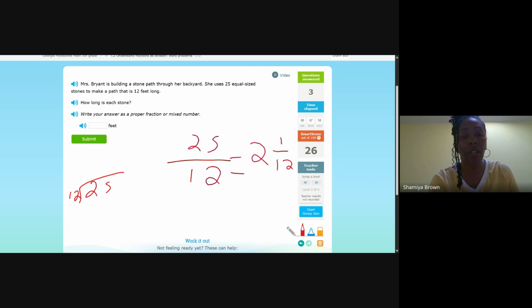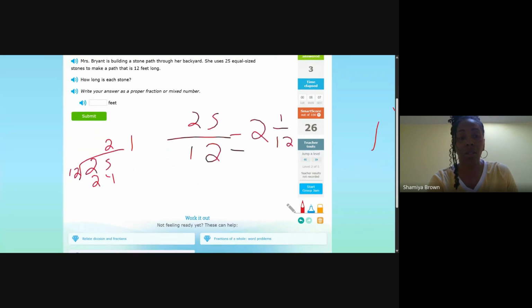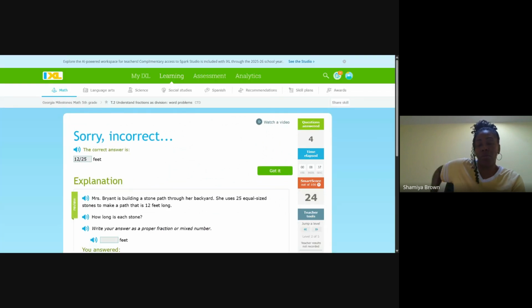And just so you can see, 25 divided by 12. 12 goes into 25. I know 2 times 12 is 24. Subtract that, I get 1. So 1 is going to be my numerator because that's my remainder. So it's going to be 2 and 1/12. So that should be correct, 2 and 1/12. So it says, how long is each stone? So I know it has to be 12/25.